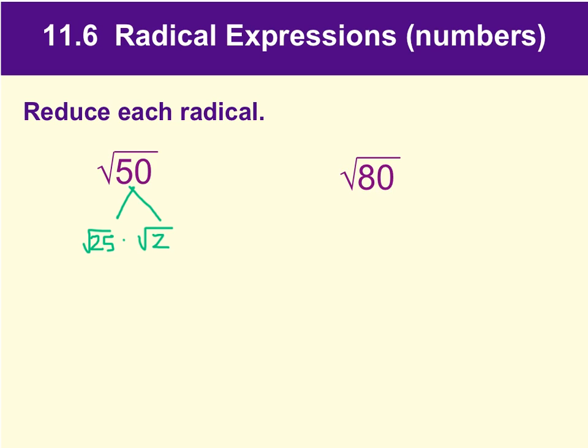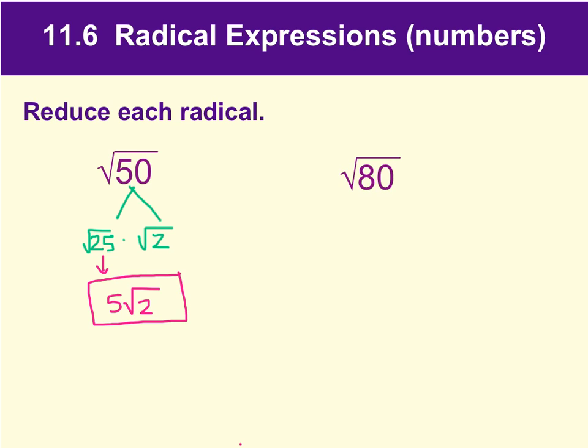So the square root of 50 breaks down into the square root of 25 times the square root of 2. So why did we want to pick this 25 from that list? Why is that so important? That's so that we can do our next step and say, well, what is the square root of 25? That is equal to 5. And then the square root of 2, we can't reduce any further, so that stays as the square root of 2. And that is a reduced radical.